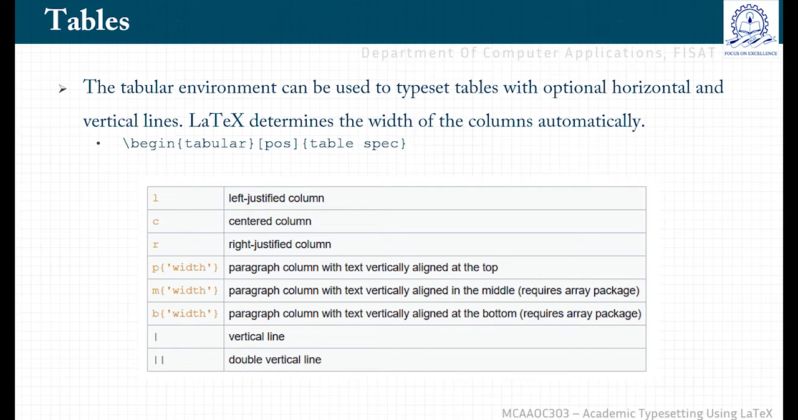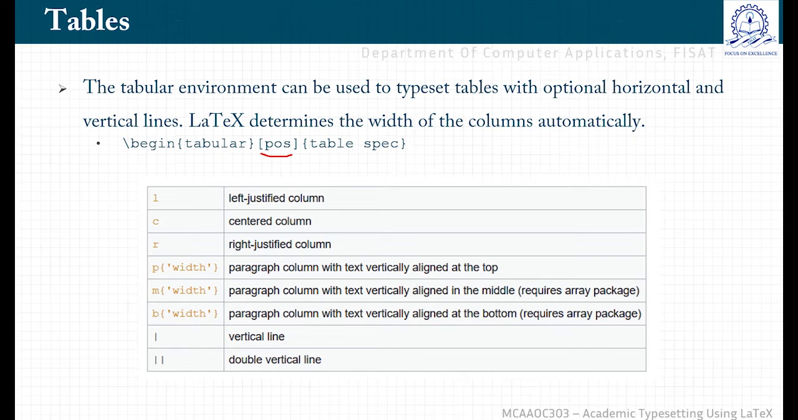So this is the general syntax of a tabular environment. Begin tabular, and we have an optional parameter, position, followed by the argument. This is a mandatory part, the table specification, whether C, L or something like that. If I am using L in the table specification, the content in the table should be left justified. So it is a left justified column. C means centered column, R means right justified column. Like that you can also give p{width}, which means a paragraph column with text vertically aligned at the top. And m{width} means a paragraph column with text vertically aligned in the middle. Like that you have b{width} also.